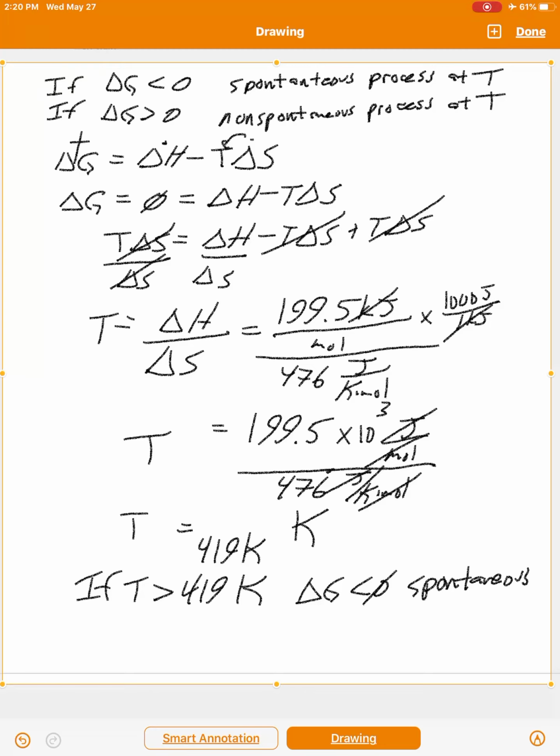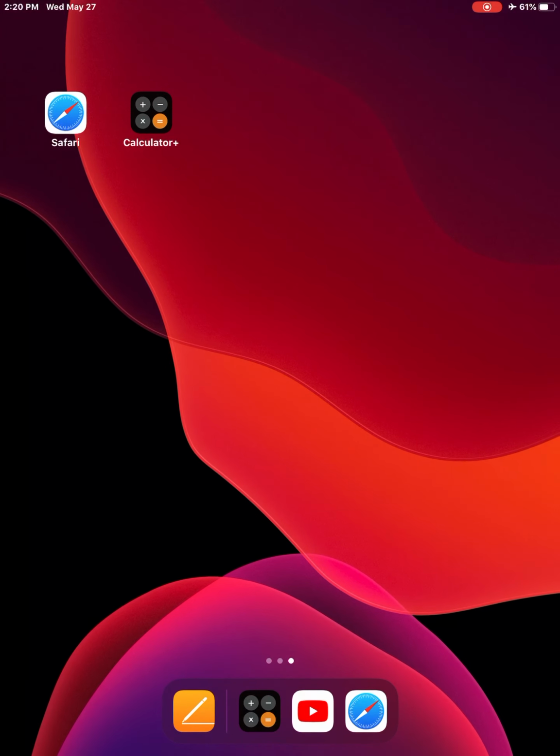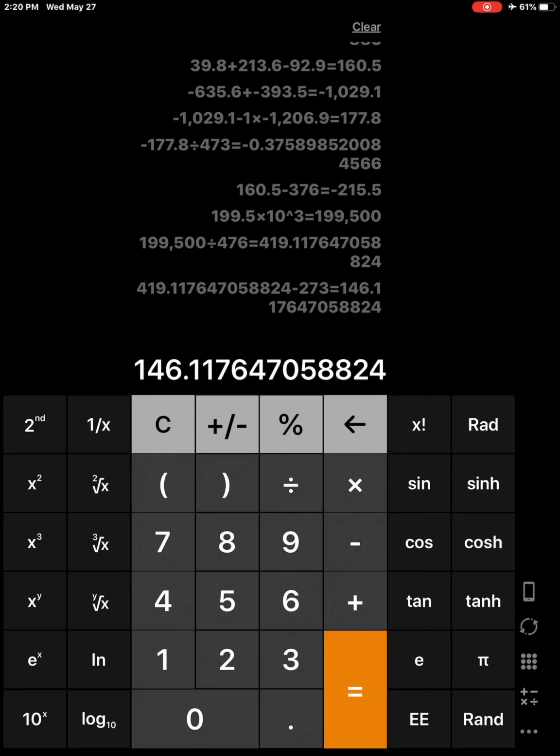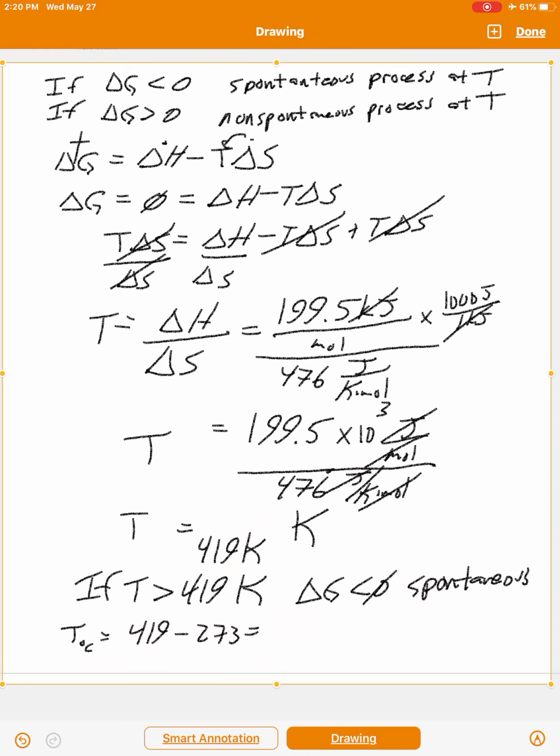So if we want it in degrees Celsius, we take 419 and we subtract 273. And so what does that come out to? 119, 129, 139, 149. Looks like 146, but let's go ahead and try it. 419 minus 273, 146. Okay, that would be Celsius.